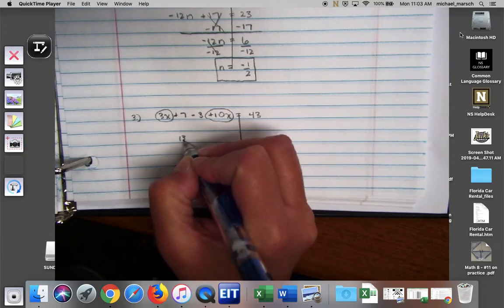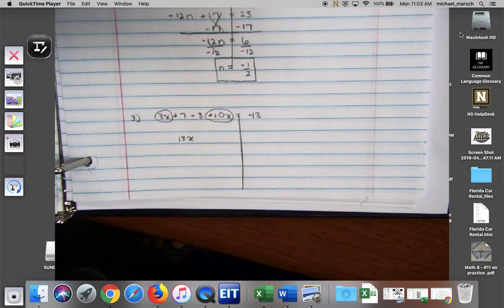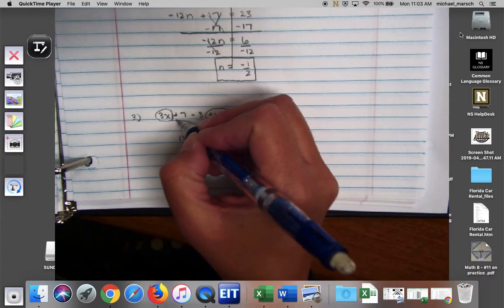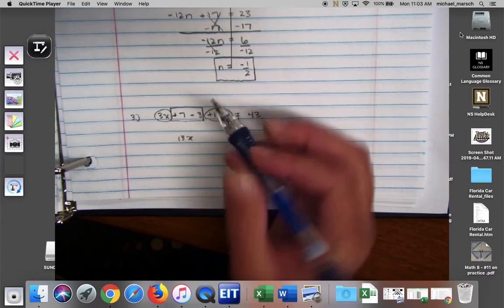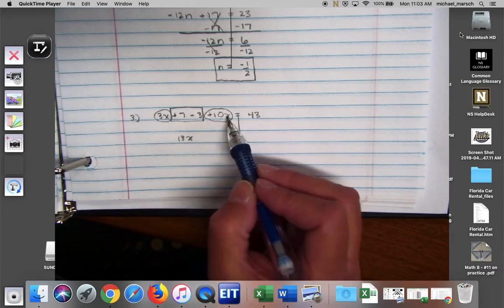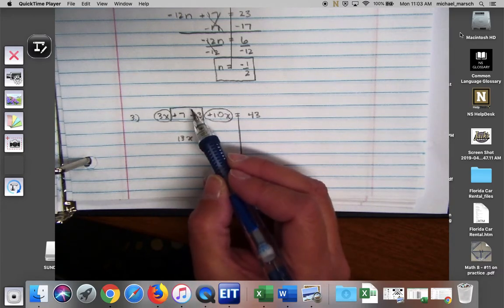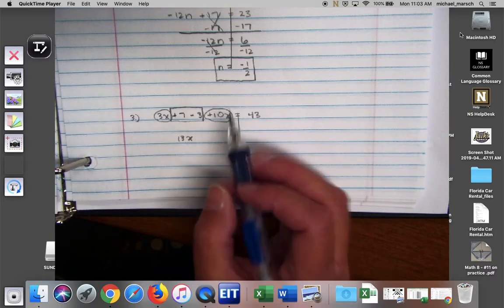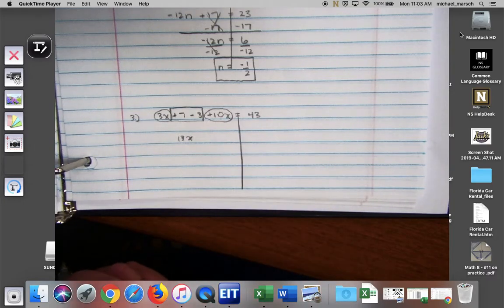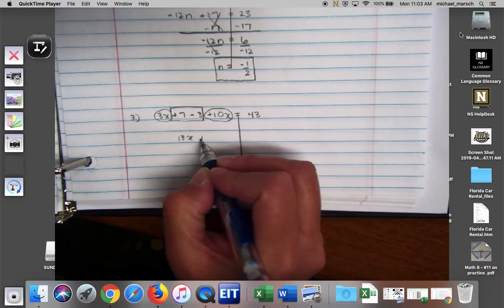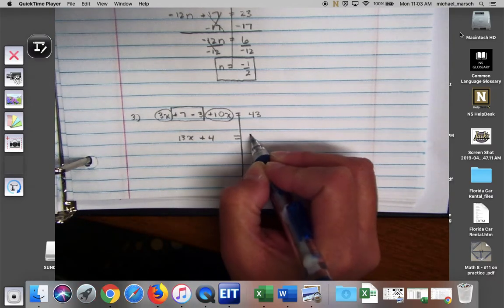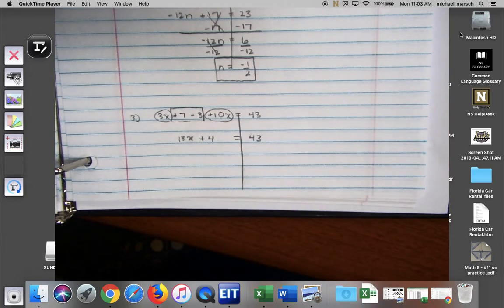Oh, you guys, I forgot my wall of equality. So now I've got 13x, and then what can I do with that 7 and the positive 7 and minus 3? I can combine them, right? So if I have to combine, I'm going to use a square here so you guys can see like my terms with my variables are the circled ones, and then I put a square around this one. So what is positive 7 minus 3? Positive 4. So I bring down plus 4, and I also, of course, bring down the 43.